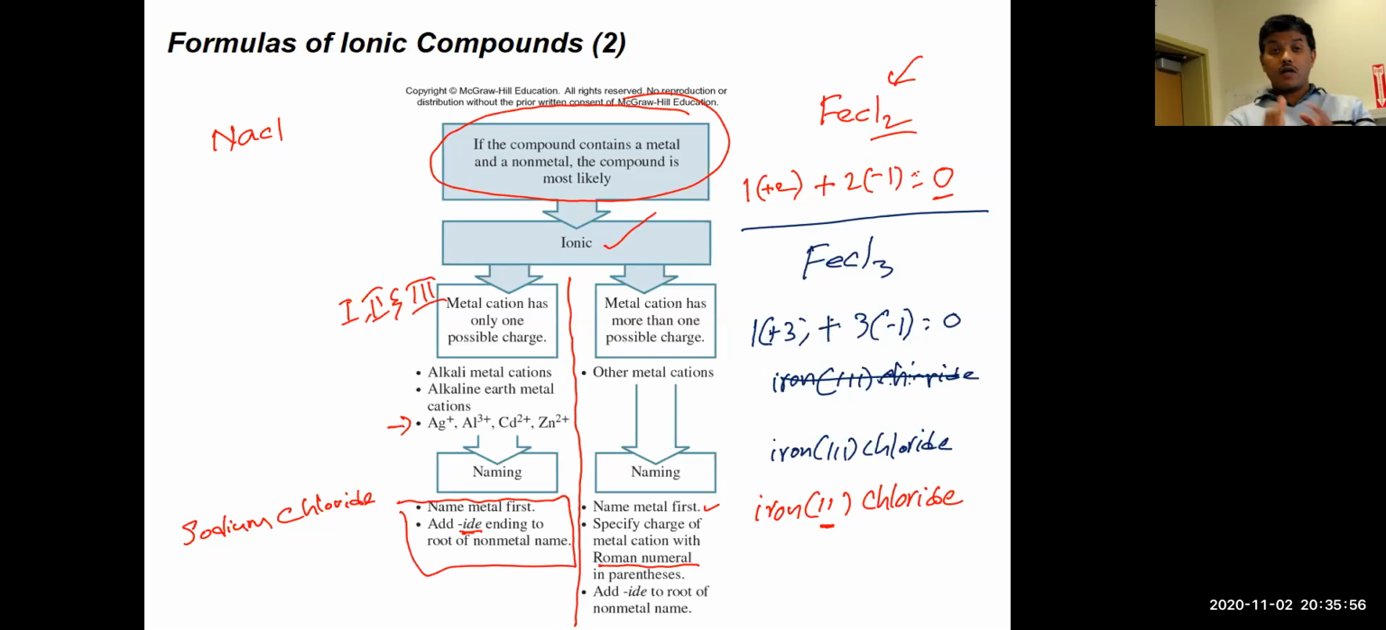You see, you don't have to tell how many chlorines there are because the Roman numeral is going to take care of it. So please do not make that mistake. You are not required to do it. Okay.